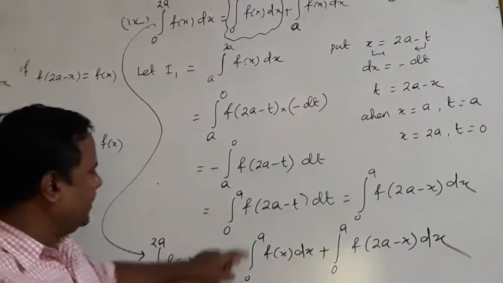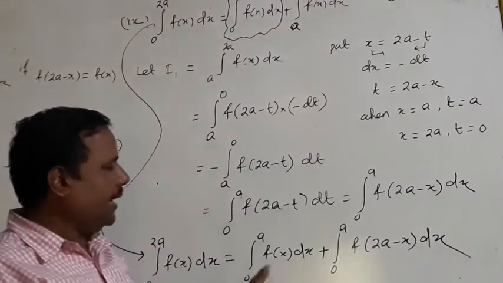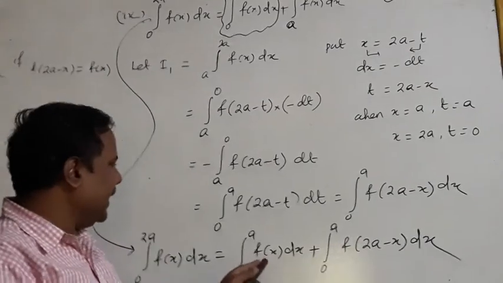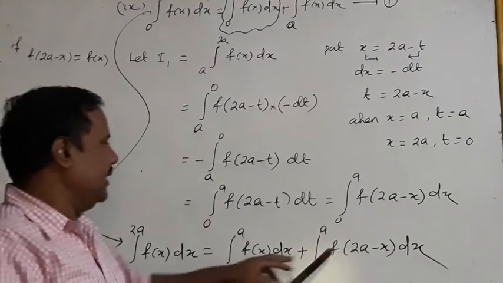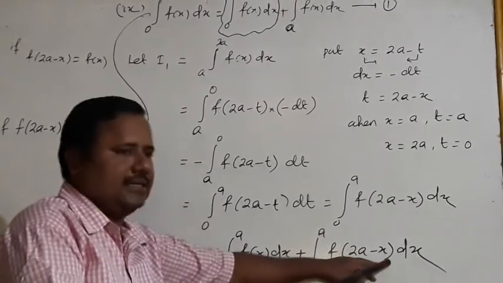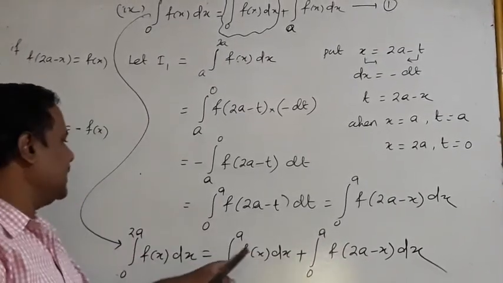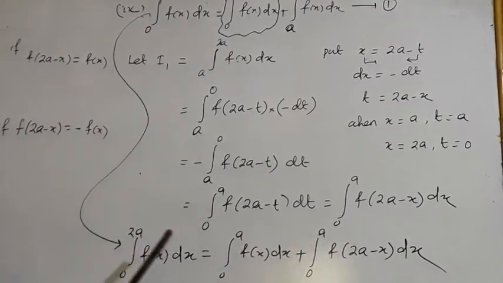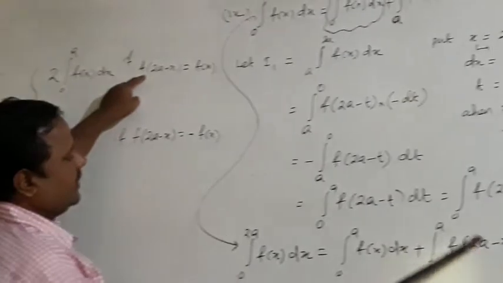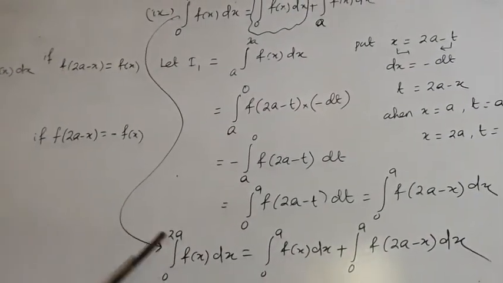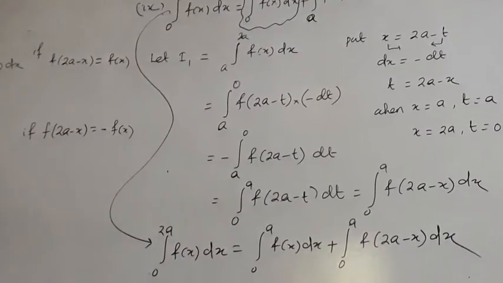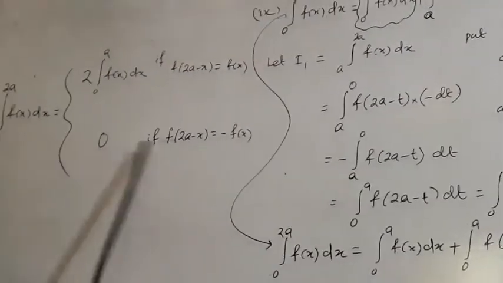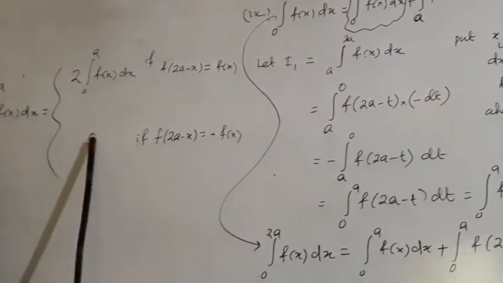Now the lower limit and upper limit, both of them are equal, so I can add them. How will I add? Look here. If f(2a-x) is f(x), then the total addition is 2 times the integral from 0 to a of f(x) dx. And if f(2a-x) is -f(x), then it becomes 0. They cancel each other and become 0.